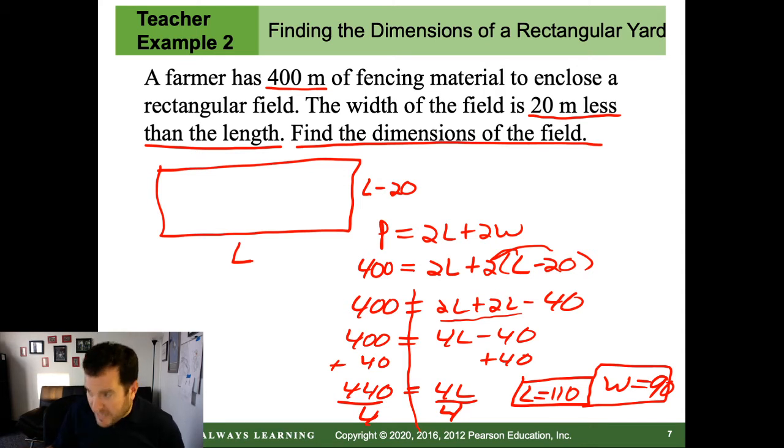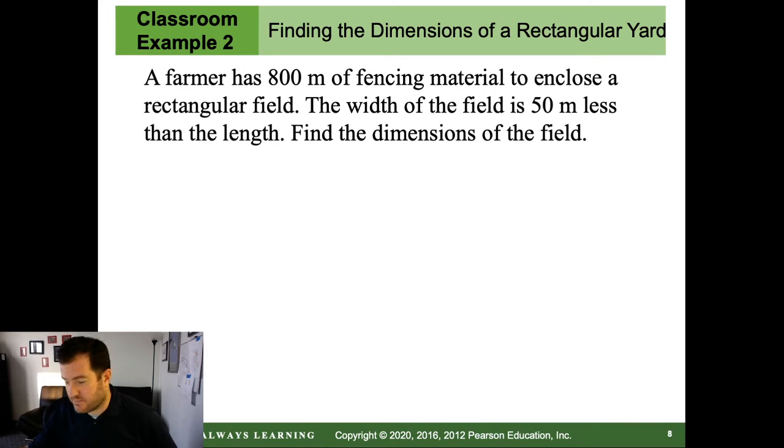Again, plug it in. This is probably the hardest part, figuring out this L minus 20 thing. Distribute where you can. Combine like terms because they're on the same side of the equal sign. Add 40, divide by 4, and then we're good to go. I'll give you a couple minutes to try this out.